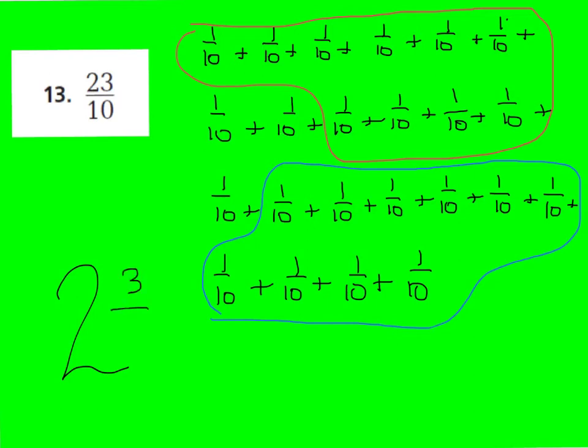It looks like I have 2 wholes and 3/10. Let's check it. 10 times 2 is 20, plus 3 is 23 tenths. There it is. Or 23 divided by 10 would be 2 groups, and then you would have 3 left over.